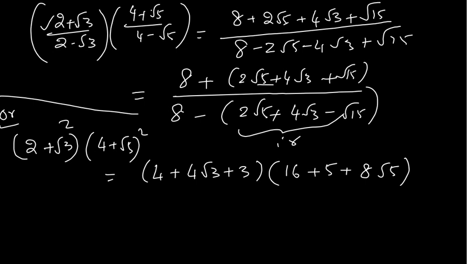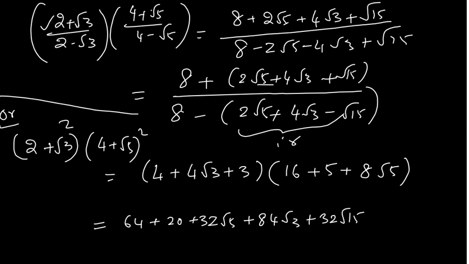So is there a denominator? No. Now if I multiply this, 16 fours are 64, and 4 fives are 20, I'm just doing the dumb calculation, plus 32 root 5 plus 4 root 3 times 21, that's 84 root 3. Then root 3 times root 5 gives root 15, plus 32 root 15. Then you have 3 times 16, so you get 48, plus 21 times 3, so 63, plus 24 root 5.